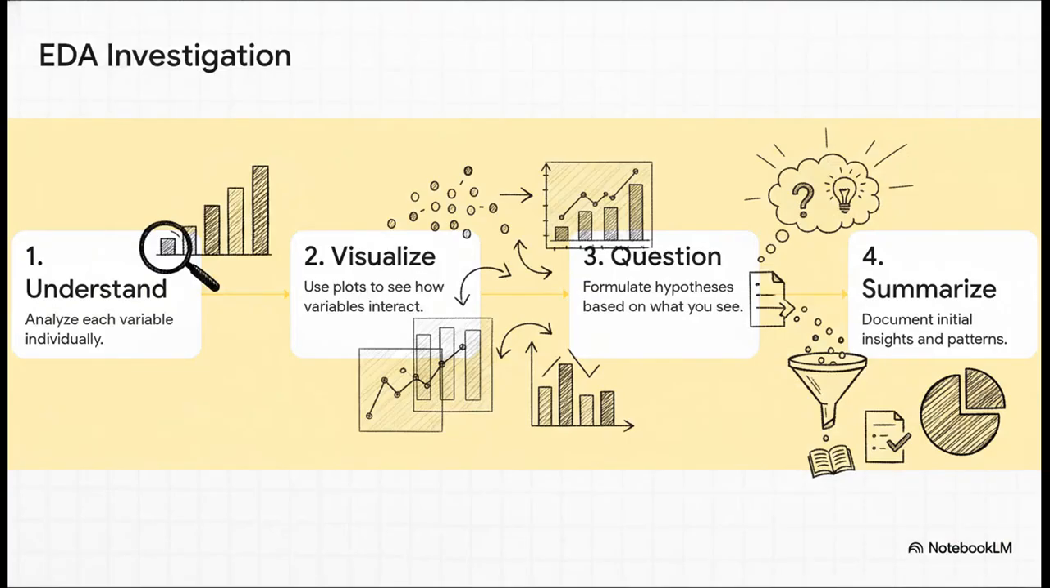Think of EDA as a real investigation. First, you have to get to know your witnesses. That's your variables. What are they? What do they look like on their own? Then you start looking for relationships. You make plots to see how they interact. This is the fun part, where you start asking questions like, I wonder if this causes that. You form little theories or hypotheses. And finally, like any good detective, you summarize your findings. This whole process is how you go from a clean data set to a real, genuine insight.